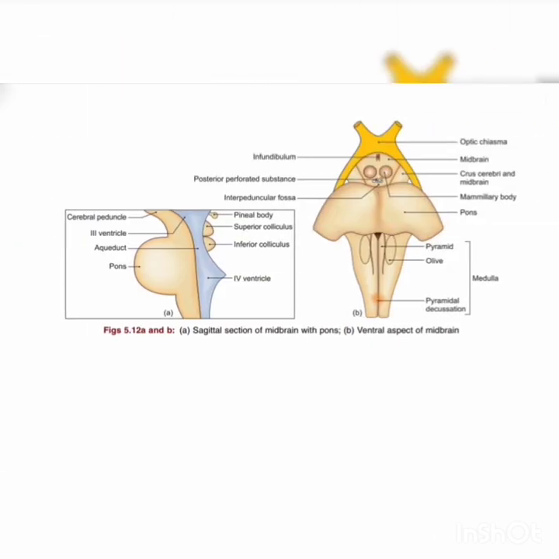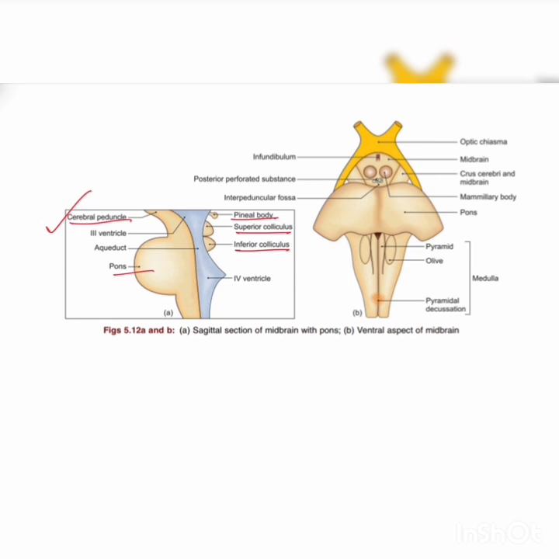This is a sagittal section of midbrain with pons. You can see the pineal body, superior colliculus and inferior colliculus here. The pons is here, and this is a cerebellum. These areas are important for an anesthesiologist to understand how various anesthetic drugs act on our brain.